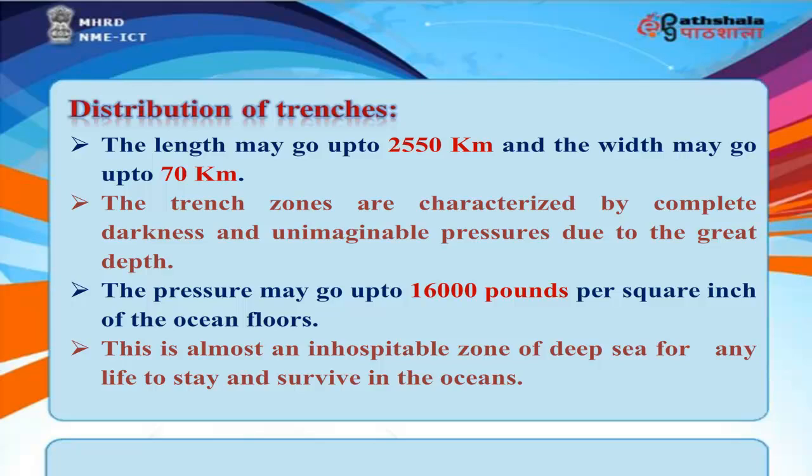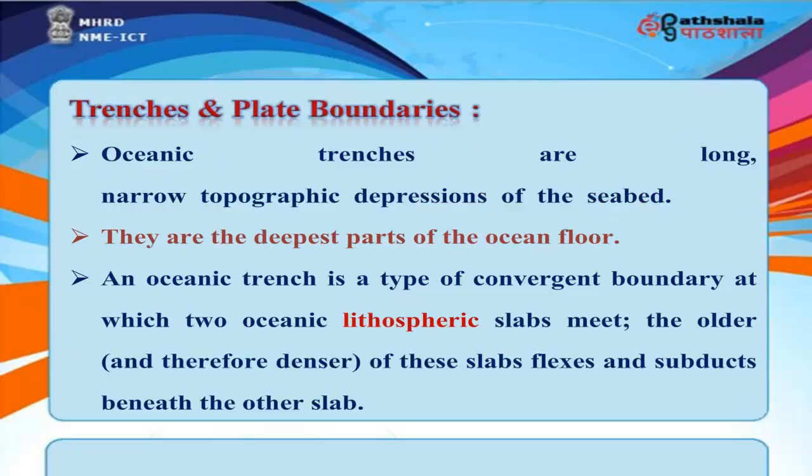The trench zones are characterized by complete darkness and unimaginable pressures due to the great depth. The pressure may go up to 16,000 pounds per square inch on the ocean floors. This is almost an inhospitable zone of the deep sea for any life to stay and survive in the oceans.